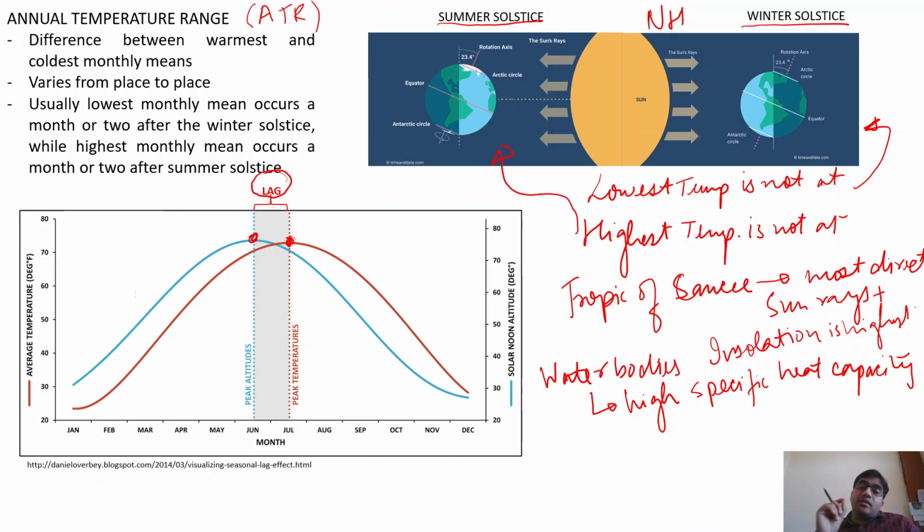Similarly, during the winter solstice in the month of December, we get the lowest insolation, but the temperature is not lowest in December, rather it is in January. So this seasonal lag is a very important fact which you should know: due to the differential heating and cooling of water body and land, because of the different specific heat capacity, this seasonal lag comes in.